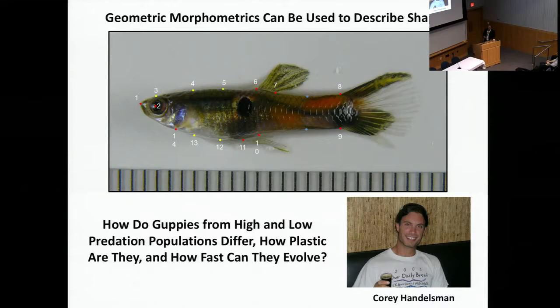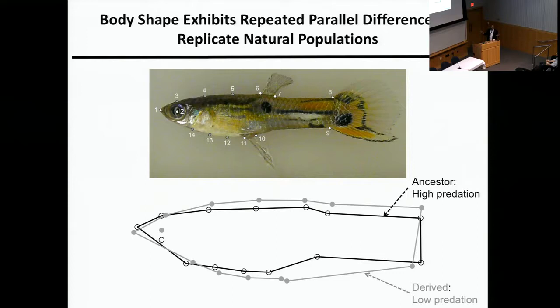And so to do this, we used geometric morphometrics. This is also, again, work by Corey Handelsman, who just finished in my lab, and asked basically, how plastic are the patterns of trait correlations and how quickly do they evolve? So we know if we survey high and low predation populations across many different streams, there's a very consistent difference in shape. The low predation fish are deeper bodied. They have a slightly shorter caudal peduncle. And relative to the high predation fish, the position of the eye relative to the tip of the mouth is more in line, whereas the high predation fish, which tend to forage more at the surface, the eye is below the tip of the rostrum, and so they have kind of a more upturned mouth.